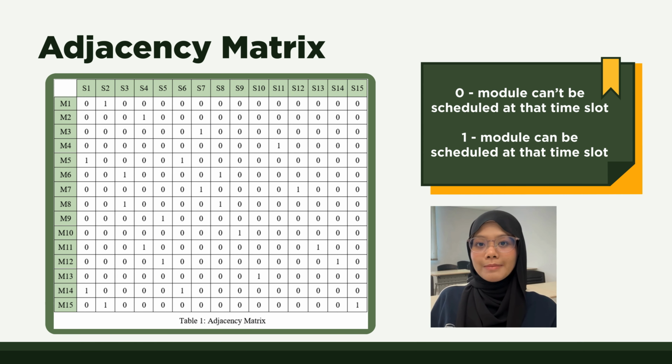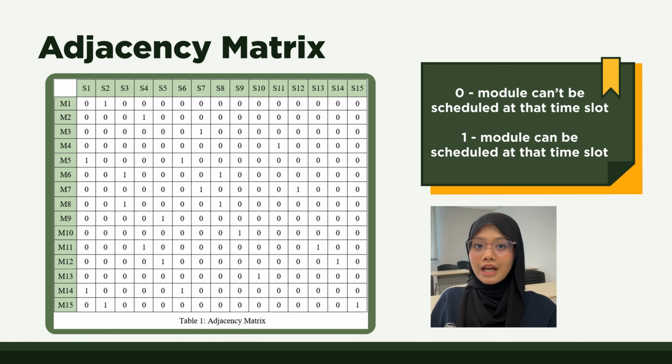My name is NURUL NABEEHA binti MUSTAFFA, and in this section, I will explain how the scheduling problem is modeled using an adjacency matrix and how a conflict graph can be derived from this matrix. The adjacency matrix represents the relationship between modules and time slots, where the rows correspond to modules and columns correspond to time slots. An entry of 1 indicates that a module can be scheduled in a particular time slot, while an entry of 0 indicates that the time slot is not available for that module.